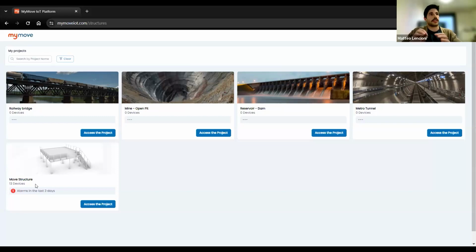That's because what's really important is having a project management page, a level that gives you an understanding of your entire system of projects, to quickly understand where there is something going on and where your attention should go.